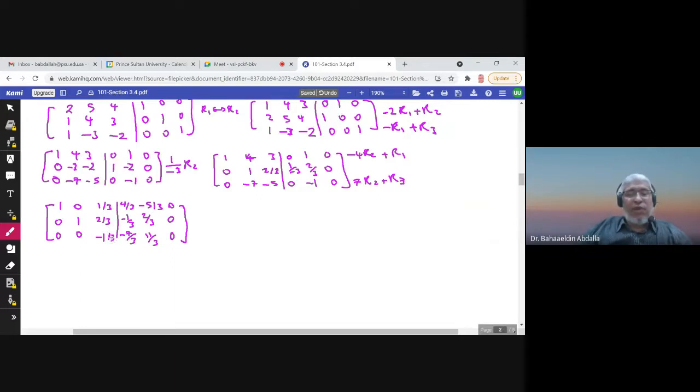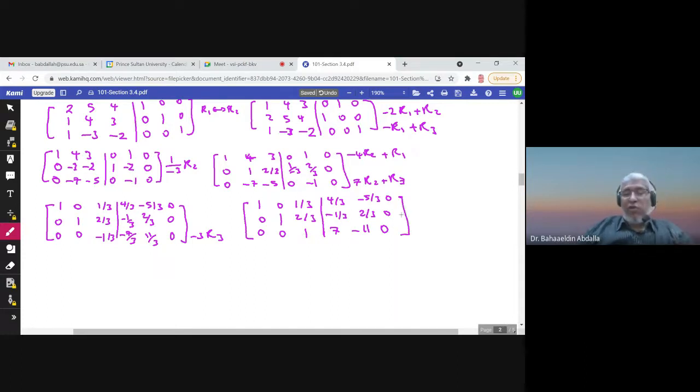Now this number has to be 1. So I multiply row 3 by negative 3. There is no change here, but here negative 3 times negative 1 over 3 is just 1. And this one I'll have 7 here. Negative 3 times this. And negative 3 times 11 over 3 is negative 11. And here I'll have 0. And this one as it is. Negative 1 over 3, and 2 over 3 and 0. 4 over 3, negative 5 over 3 and 0.